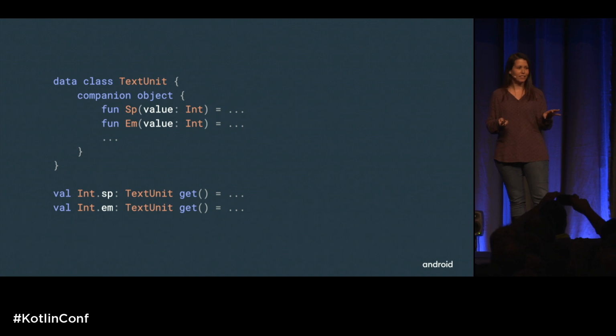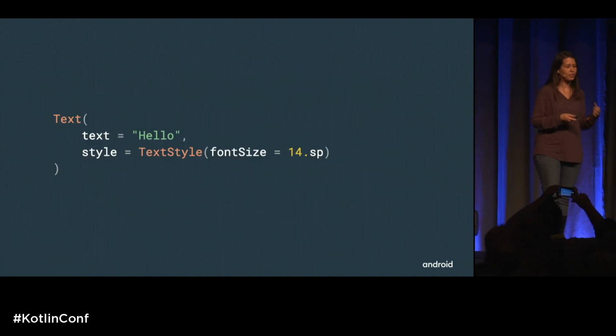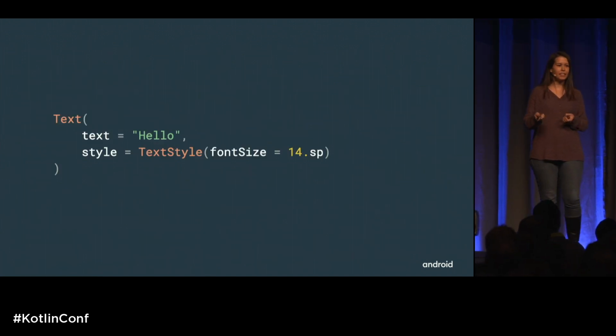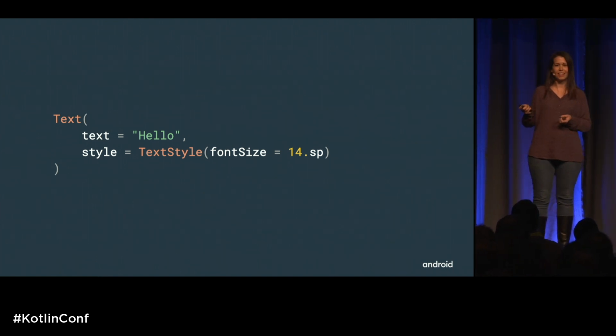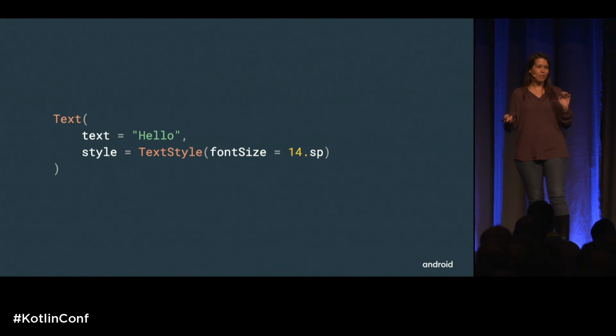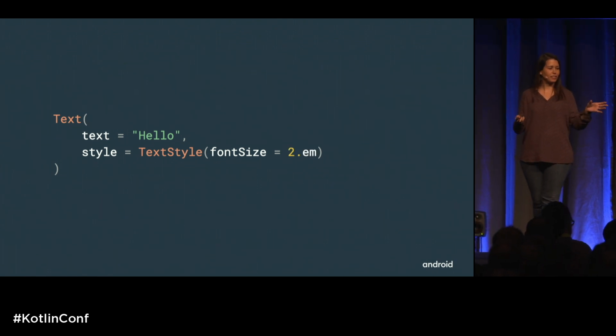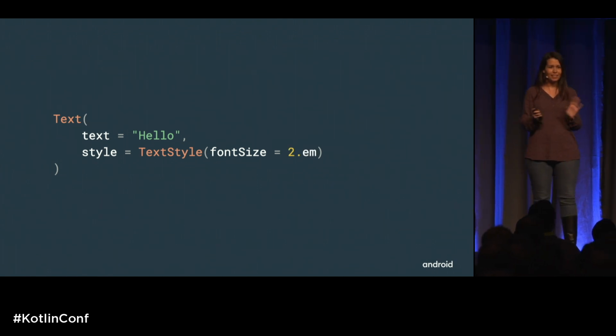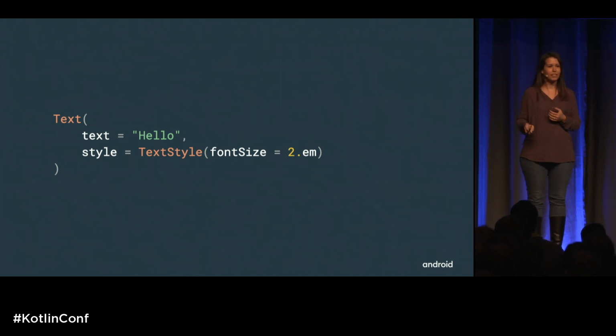The way this looks in usage is something like this. So when you define a text element, you can define its font size by saying 14.sp. And suddenly things work. It simplifies our API because that one same API works if you want to say 2.em. Same thing. So it's really simplified the amount of overloads, the amount of units we need to take.